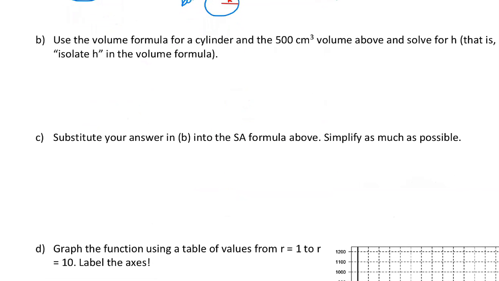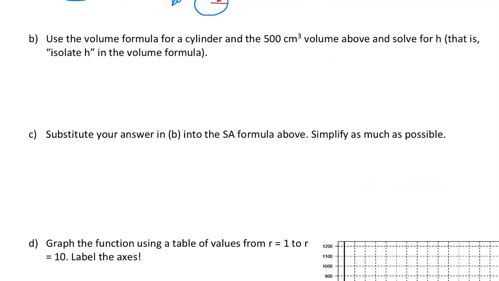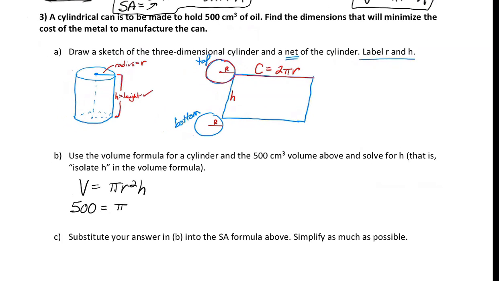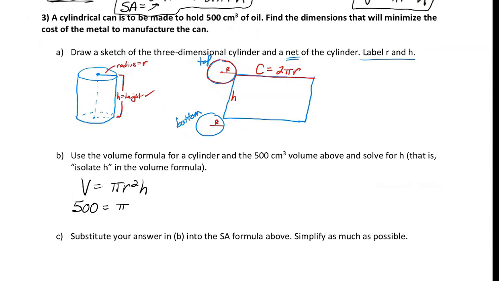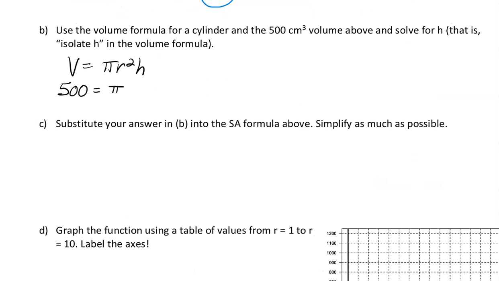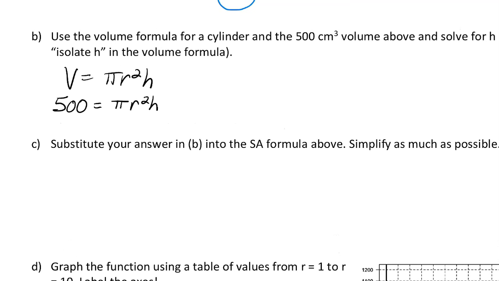So it says use the volume formula for a cylinder and the 500 cubic centimeter volume above and solve for h. So we have the volume of the cylinder is pi r squared h. That's the volume formula. We were told the volume needs to be 500 cubic centimeters for the can. And we were never told what the radius or the height is. Notice in the original question, never told the radius or the height. So we just have pi r squared h, and the directions encourage us to solve for h.